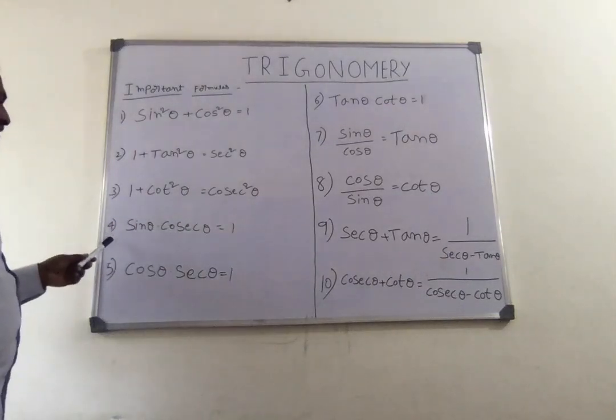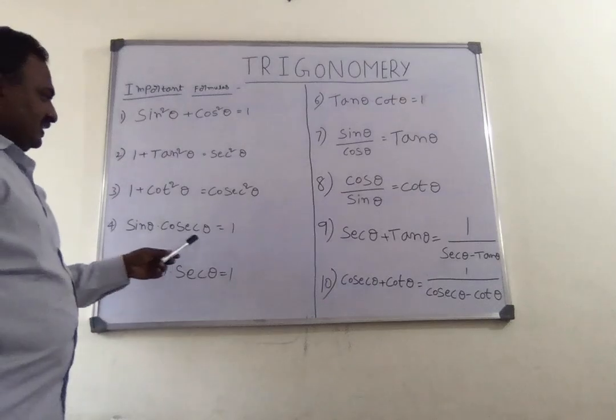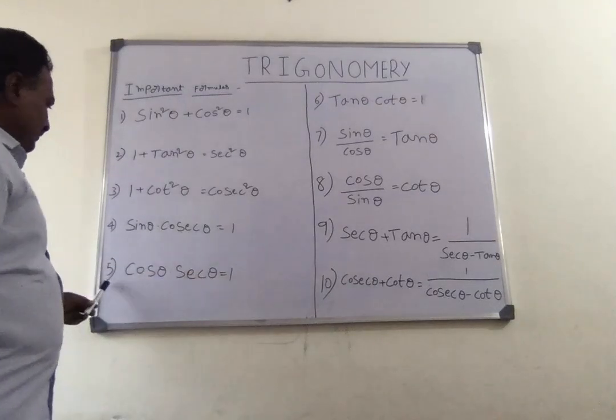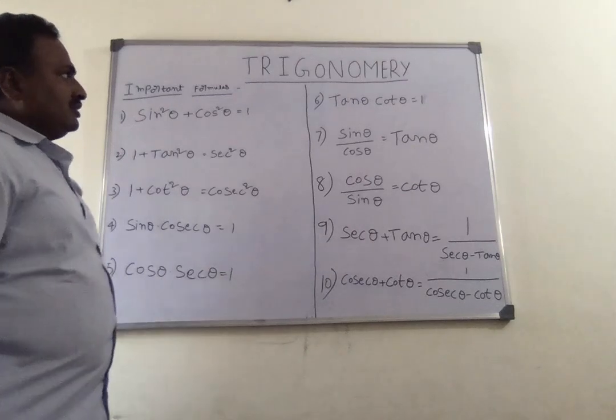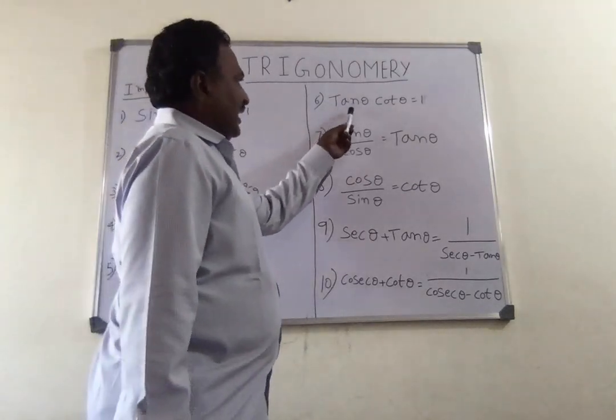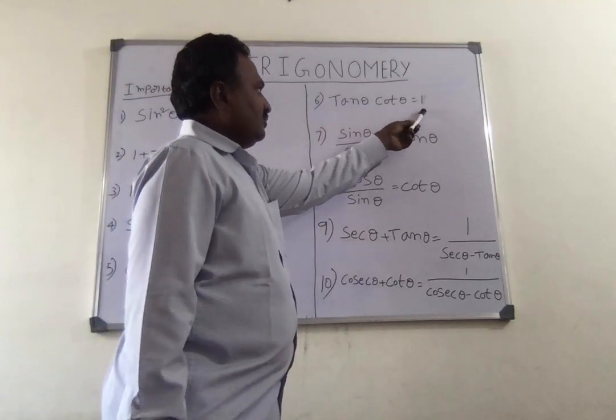And fourth one is sin theta into cosecant theta equal to 1. And fifth one is cos theta into secant theta equal to 1. And sixth one is tan theta into cot theta equal to 1.